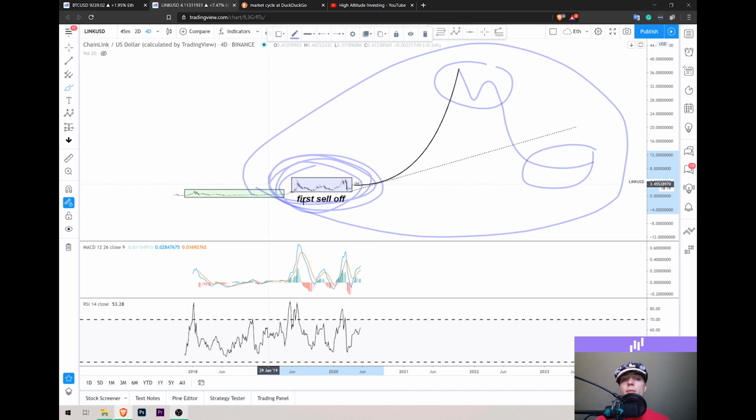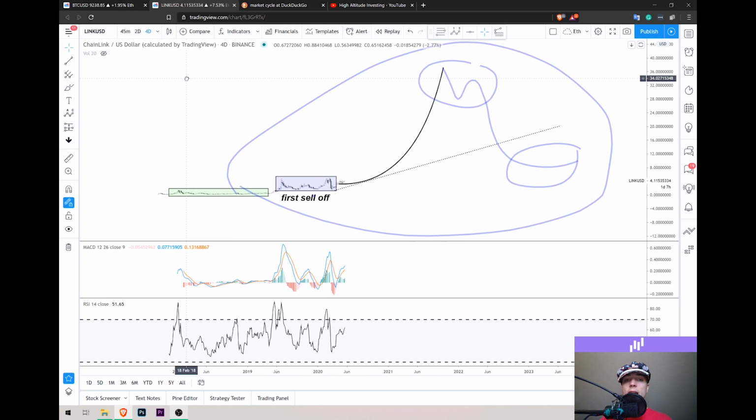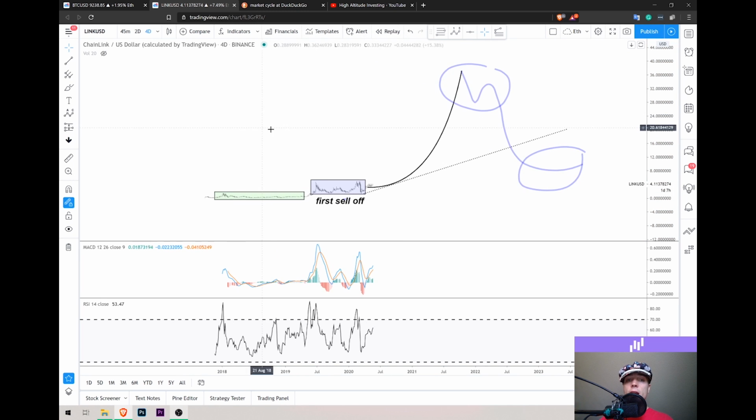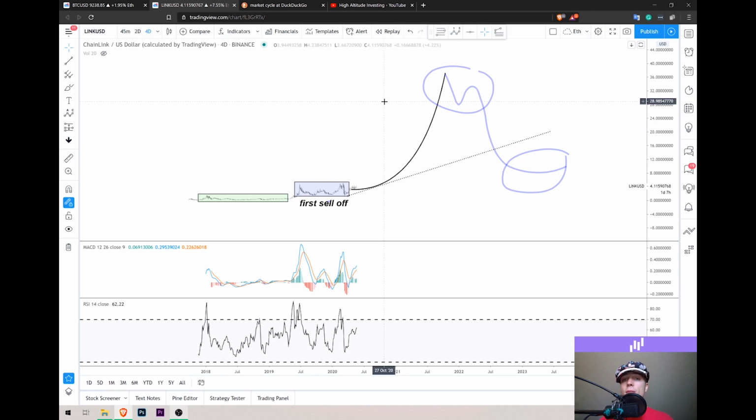And so that's really, really important to note, you guys, because that's actually what's happened in Bitcoin as well. And I'll get into that in a second so you guys can better understand why I know exactly what's coming in Link with such a high degree of confidence, and why I'm expecting the same thing in Bitcoin.